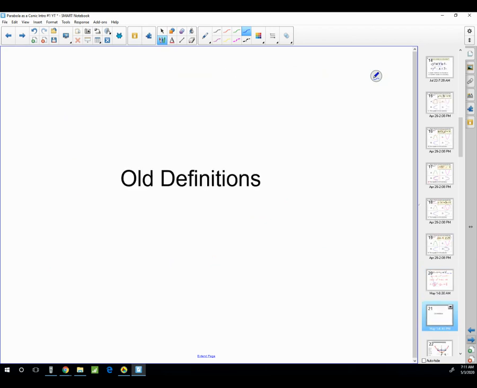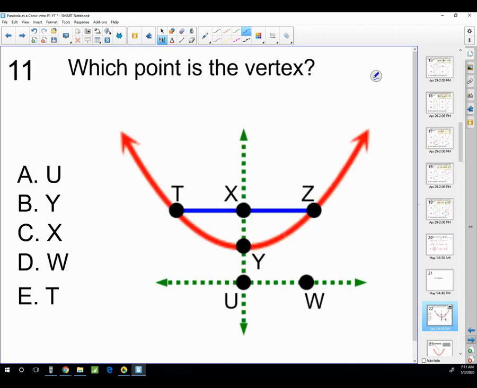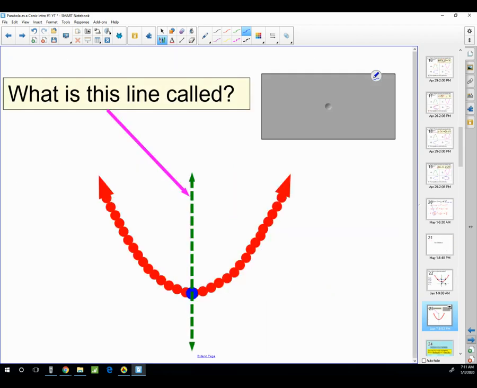Let's talk about some old definitions within a parabola. The vertex, I'm not going to waste your time. That is y. Keep in mind it. Socrative. Number 11. The answer is B. Well, this isn't numbered. What's that called? Surely you know that is the axis of symmetry. That's still in play.